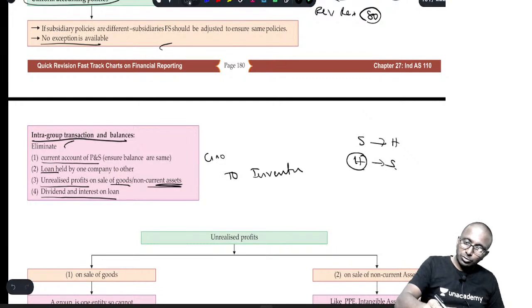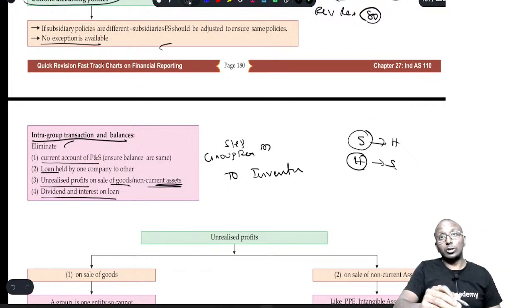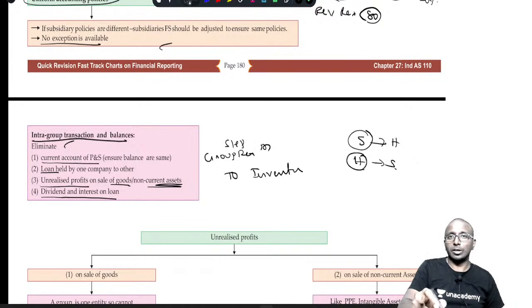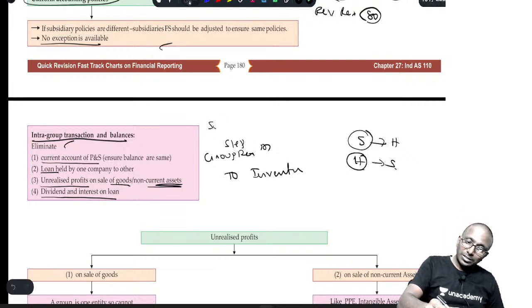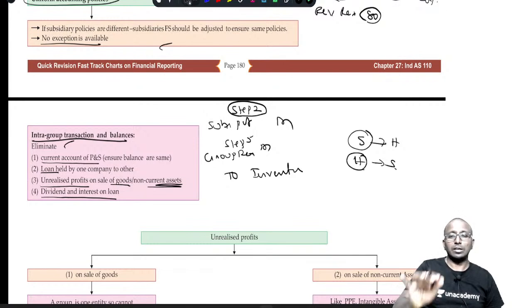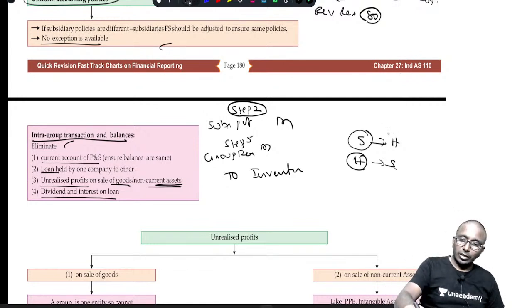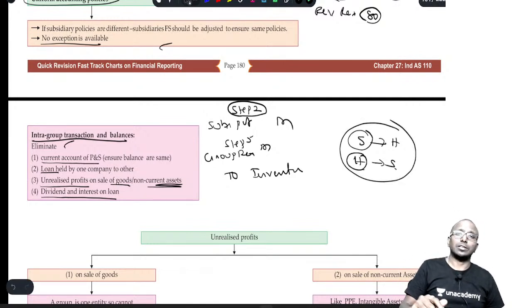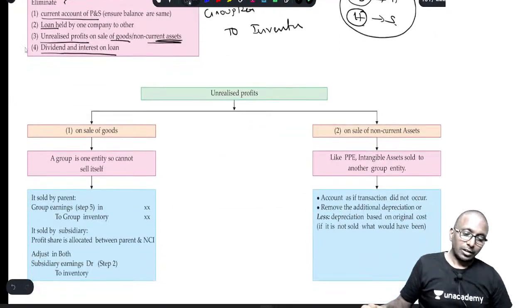Then debit group reserves. Debit group reserves, that means in step number 5 you debit it. No, sir, the subsidiary sold to the holding company. Okay, subsidiary sold. If the subsidiary had not sold, the subsidiary profit and loss would have been lower. So you will be debiting subsidiary profits. That will be under step number 2, where the adjustment will take place. That's all. Very simple and straightforward. We'll be doing it in this fashion. Got it, my dear? Next.